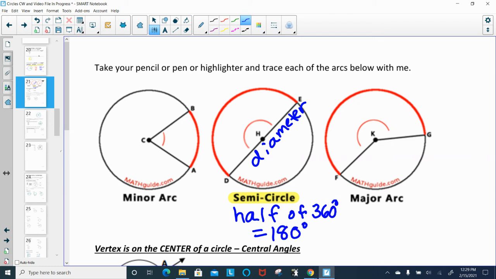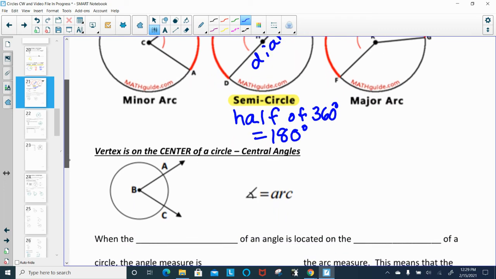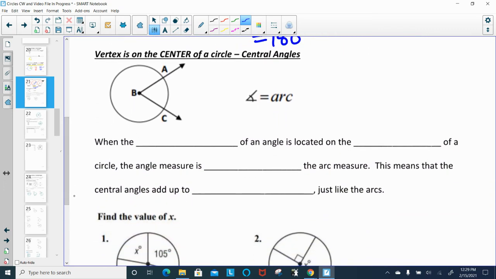So minor arcs are less than 180, major arcs are bigger than 180, and semicircles are exactly half, exactly 180. So what happens with these central angles? Well, here's the central angle in this particular example. We have central angle ABC. And what we learn here in the geometry theorem is that whatever the angle is, so this angle is exactly the same as the arc.